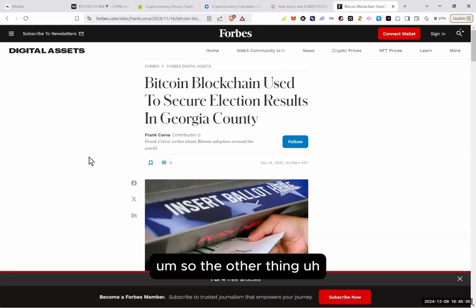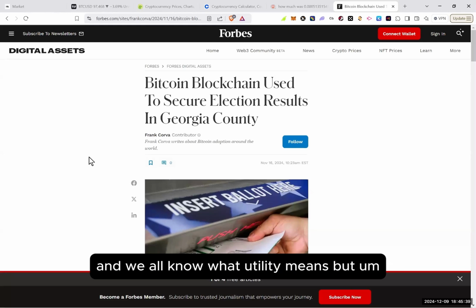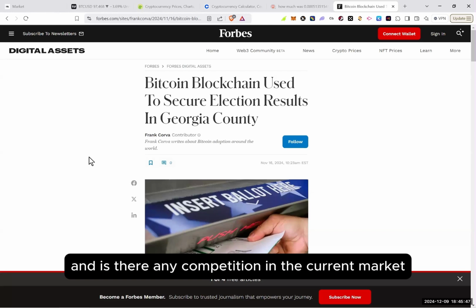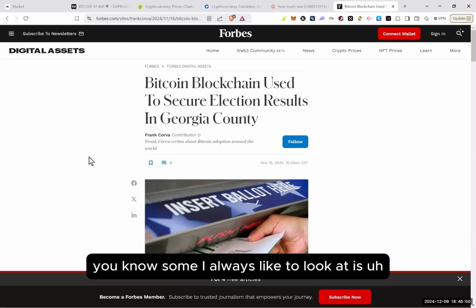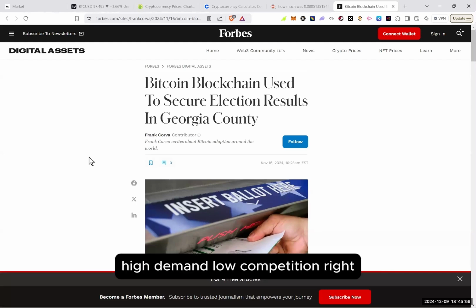So the other thing we want to look at is utility and use case, and we all know what utility means. Does it solve a real-world problem? Is there any adoption or implementation? And is there any competition in the current market? Something I always like to look at is high demand, low competition.